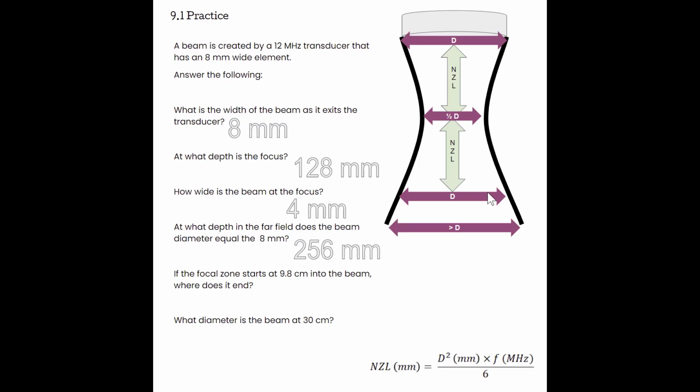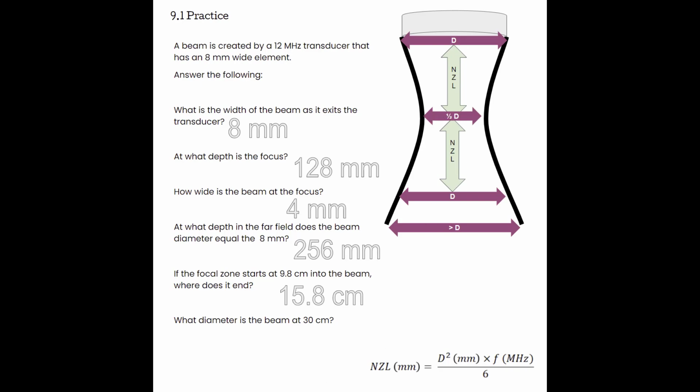Now this next question might be a little bit tricky, so you might want to stick around for the math on this one, but the focal zone starts at 9.8 centimeters into the beam. Where does it end? We know that the focal zone is right centered around the focus, so we should have equal distance into the near zone and into the far zone. So 9.8 centimeters is 3 centimeters into the near zone, so that means it has to go 3 centimeters into the far zone. If we started at 12.8 centimeters for the focus, we just need to add 3 to that, and we will get 15.8 centimeters into the far zone. So the focal zone starts at 9.8, and will end at 15.8.